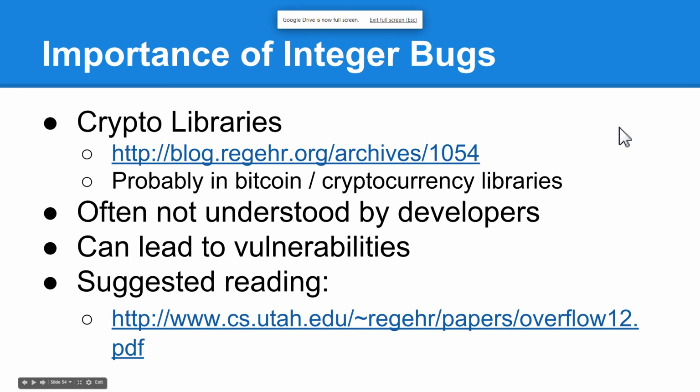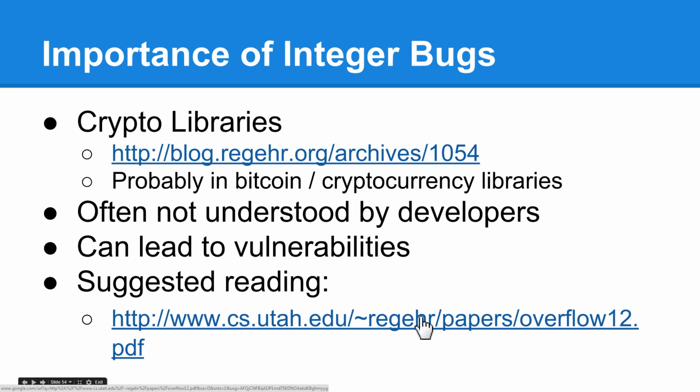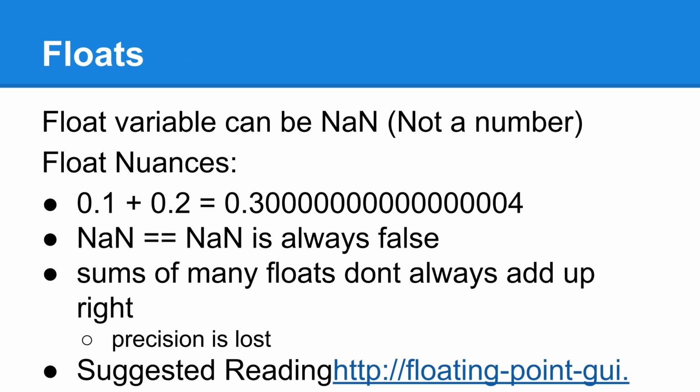Another thing to note is that these are important to understand because a lot of developers don't understand these nuances, and sometimes when they're used wrong, they can lead to vulnerabilities. And suggested but not required reading on this material is a paper by the above author and others explaining integer overflows in C and C++. This should be helpful supplemental material, but not required.